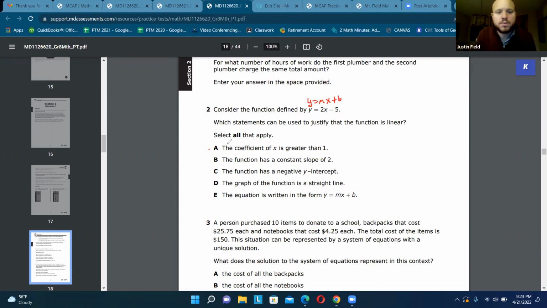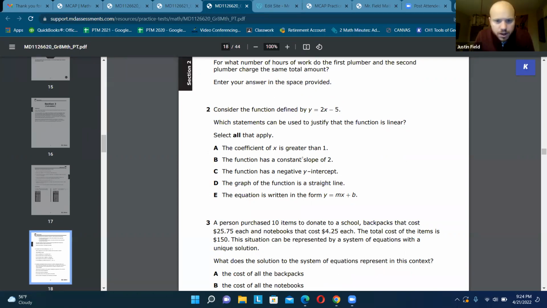Coefficient of x, no. The function has a constant slope. That's it. The function has a negative y-intercept. No, that's not it. The graph of the function is a straight line. Oh, that's also true. That's why we know it's linear. Linear means line. The equation is written in the form y equals mx plus b. That is what I said at the very beginning. So I would choose B, D, and E. All right. Any questions? All right, moving on.